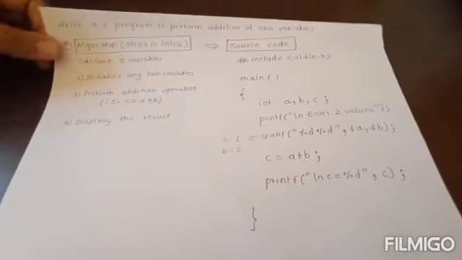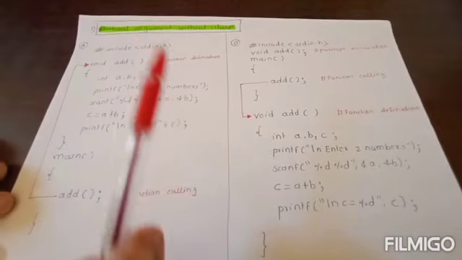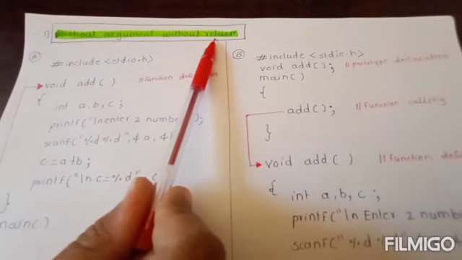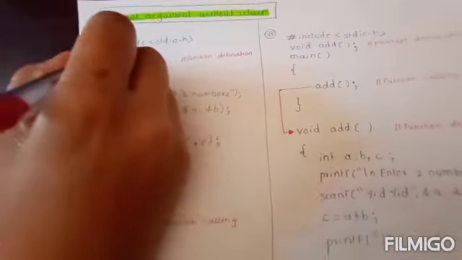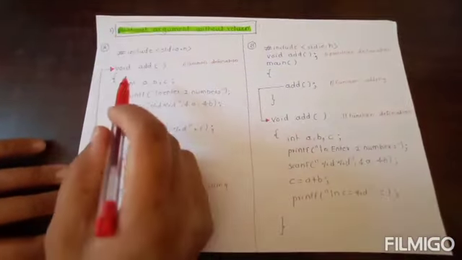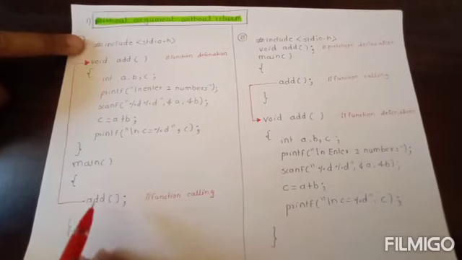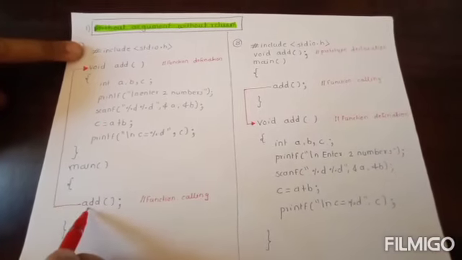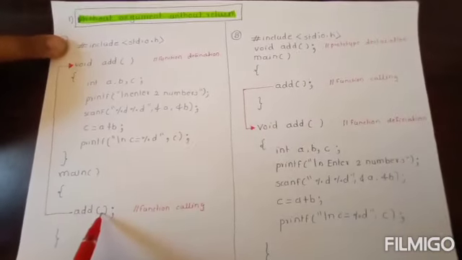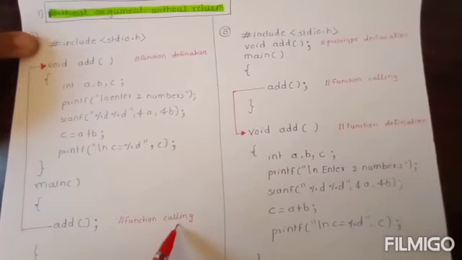Now the same program we'll write using our first category, that is without argument, without return. So here if you observe, this is my first header file block. After that, in the main function, I just call a function that is add, without passing any argument in this parenthesis. So this is what your function calling is.